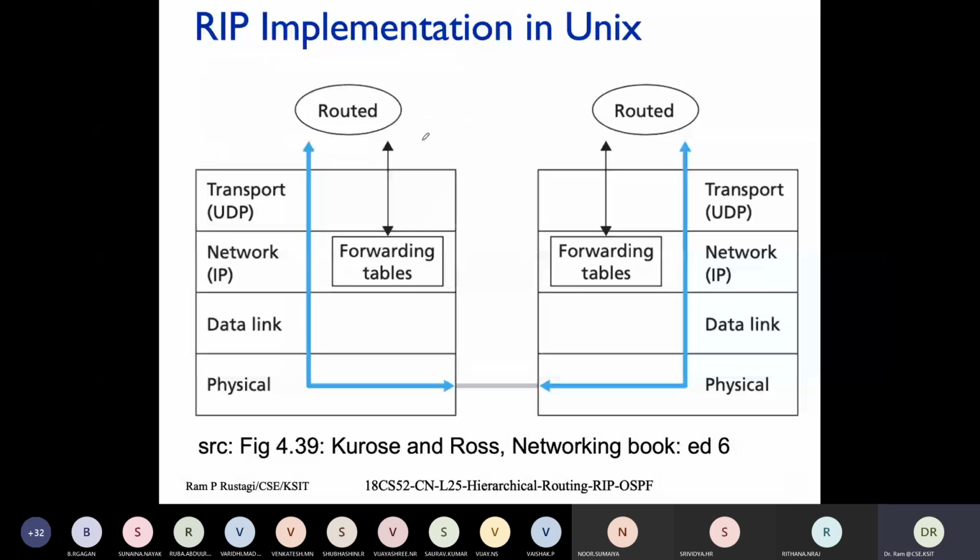Now RIP is implemented via a daemon called routed. Routed is an application process that runs on the application layer, which makes use of UDP, which runs on top of IP. Whereas OSPF runs directly on top of IP; OSPF does not use the transport layer. And this is the communication diagram of the way RIP is implemented, taken from your book, figure 4.39.